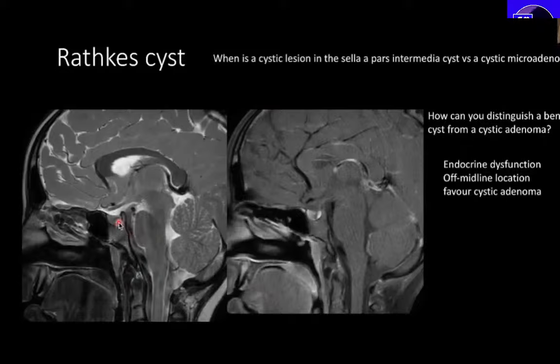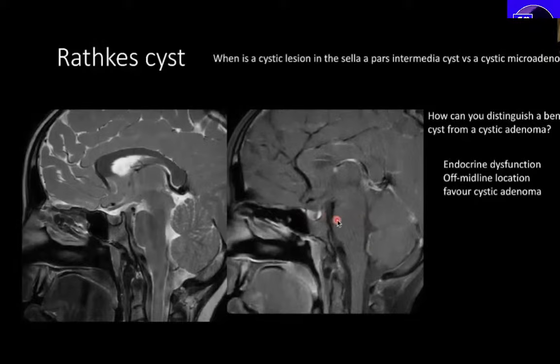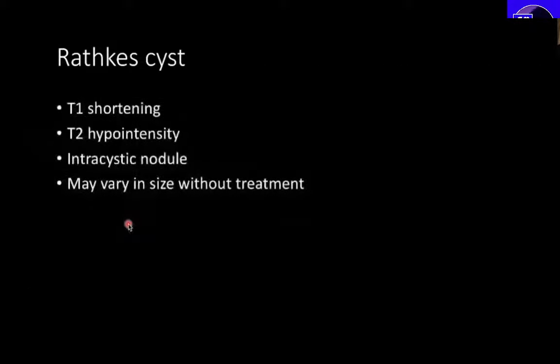So here we have a patient with a T2 hypointense and T1 hypointense lesion between the adenohypophysis and the posterior pituitary, not enhancing. So this is a Rathke cyst. This is a typical Rathke cyst. We should distinguish a Rathke cyst from a cystic adenoma. If the patient has any endocrine dysfunction like increased prolactin levels or hypercortisolism, or an off-midline location, we'll think of a cystic adenoma. Rathke's cleft cysts are typically in the midline and hypointense on T2 weighted images. These are characteristic features of a Rathke's cleft cyst or a pars intermedia cyst.